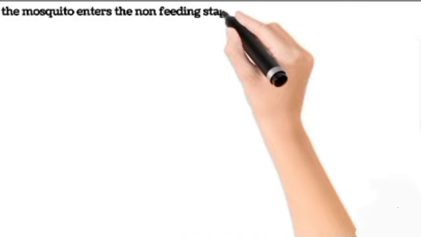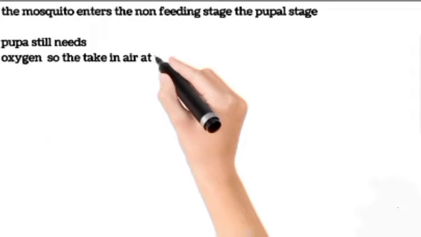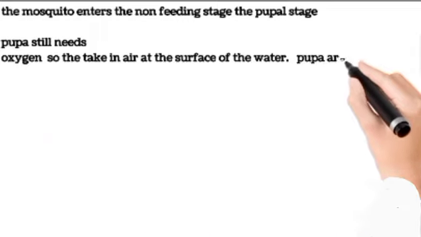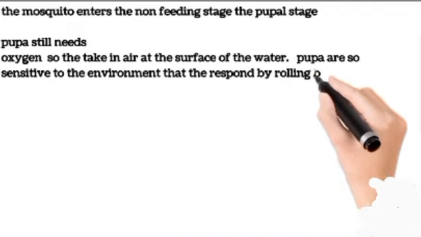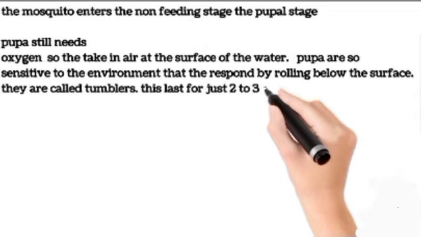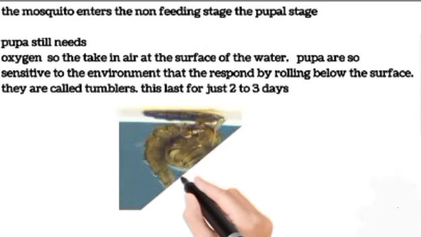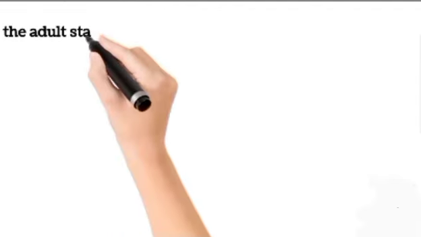The mosquito then enters the non-feeding stage, the pupal stage. Pupa still need oxygen, so they take it from the surface of the water. Pupa are so sensitive that they respond to disturbance by rolling under the water. They are called tumblers, and this stage lasts for 2 to 3 days. After that, an adult mosquito emerges.